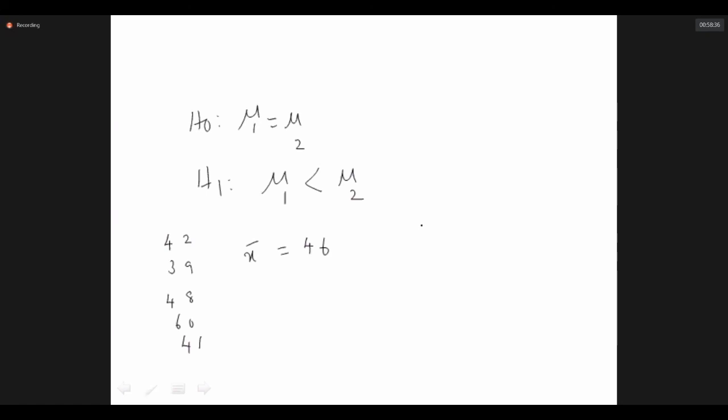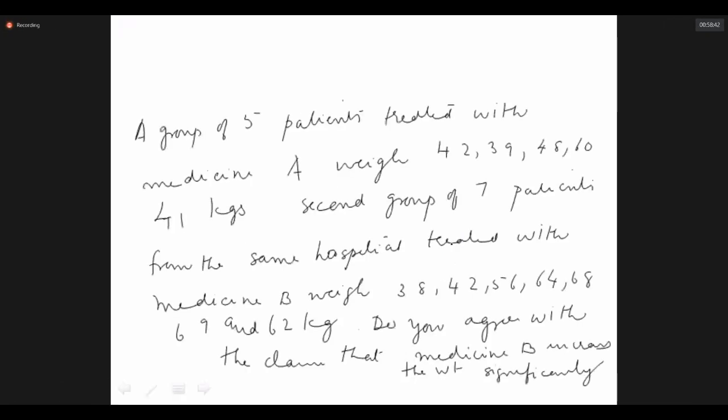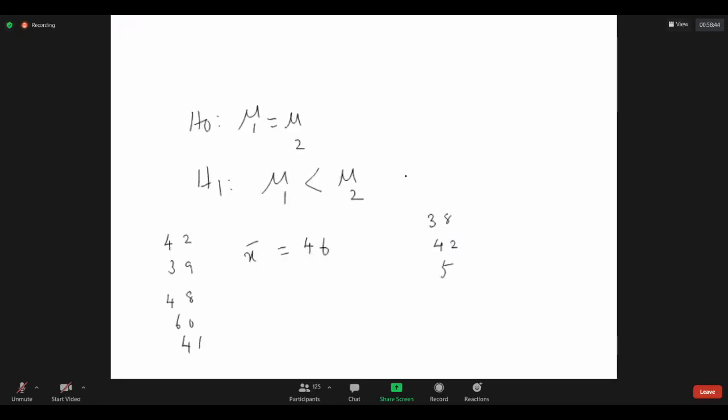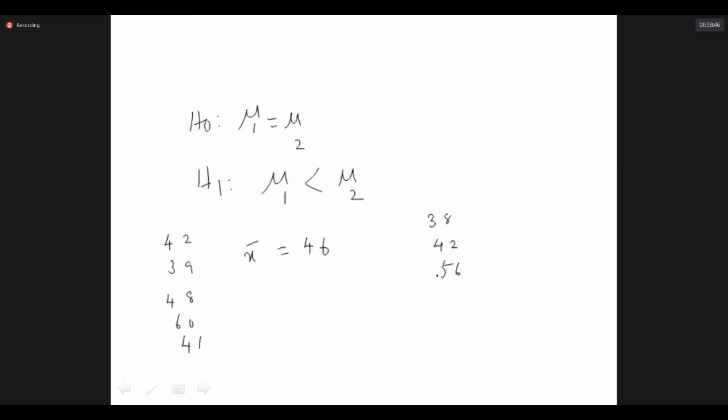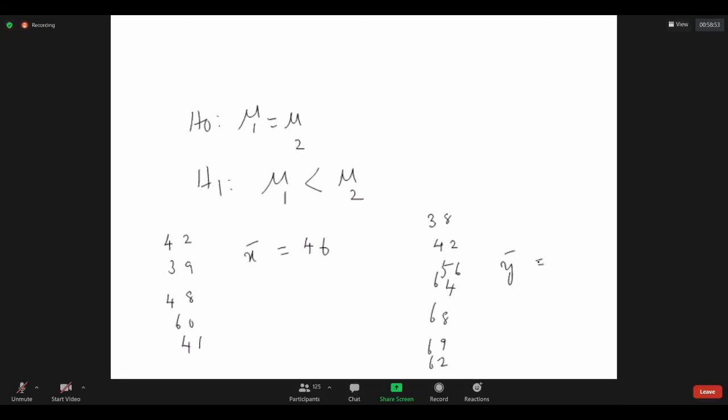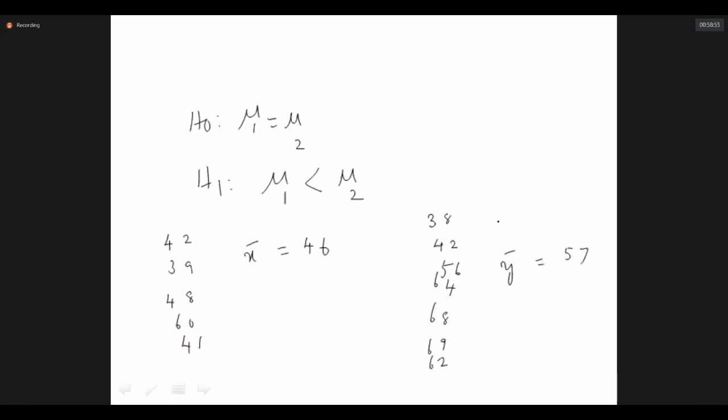Next you will take the values 38, 42, 56 and 64, 68, 69 and 62. This Y bar will be approximately 57, adding 1, 2, 3, 4, 5, 6, 7 and dividing by 7.